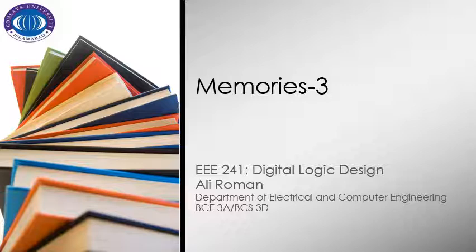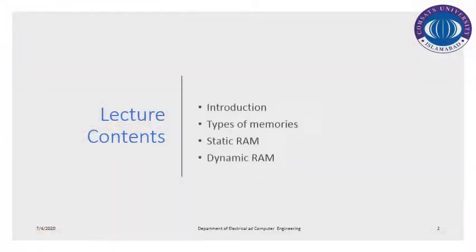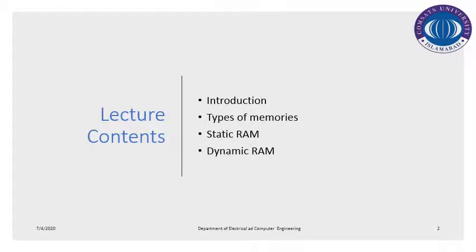So to start with, first of all, let us see the contents which we will be covering in today's session. First of all, we will have the introduction, and then we will discuss in detail what we learned in the previous session. Then we will discuss the types of memories, specifically random access memories, and then we will discuss static RAM and dynamic RAM, and differentiate between these two RAMs. We will see what the benefits of using static or dynamic RAM are and what the trade-offs are in order to select the specific memory module.